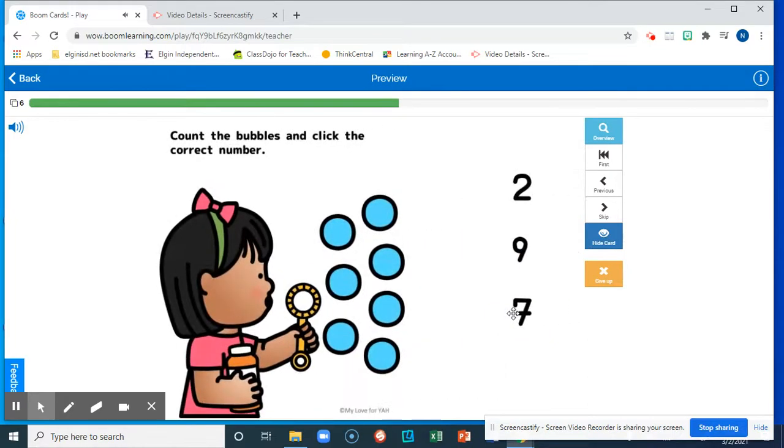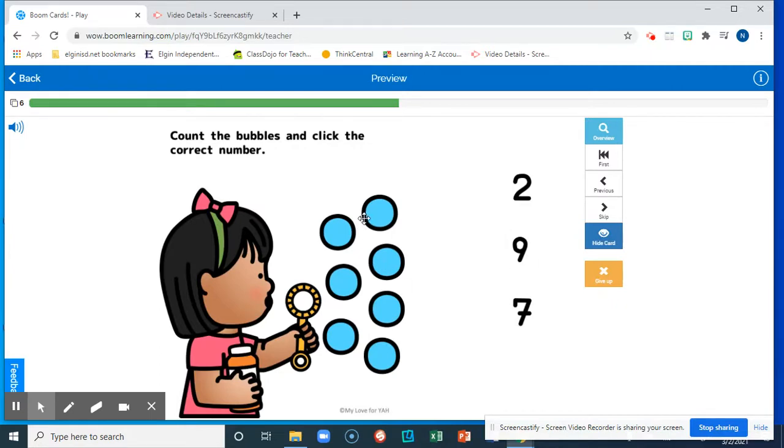We got it correct. Let's count our bubbles again. 1, 2, 3, 4, 5, 6, 7. Which one is 7? Top, middle, or bottom? It's going to be the bottom one. Good job. But what number is this? That's number 2. And this one? That's number 9. But we have 7 bubbles.